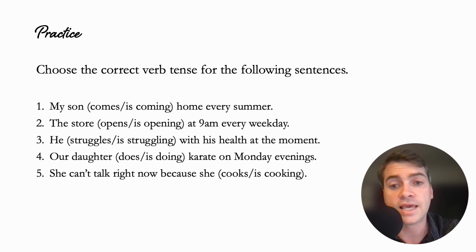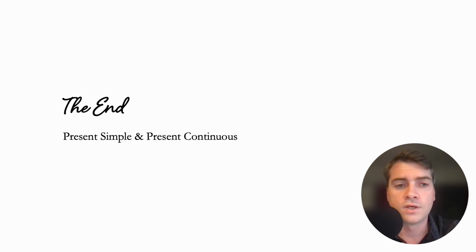Number 5, she can't talk right now, keyword right now, because she is cooking, okay? So if someone calls you, you can't answer right now because you are watching this video. So she is cooking at this moment. That's why she can't talk, okay? So hopefully you did pretty well on those. If anything's not clear, just go back and review, and then hopefully it makes sense before you get to the guided practice.